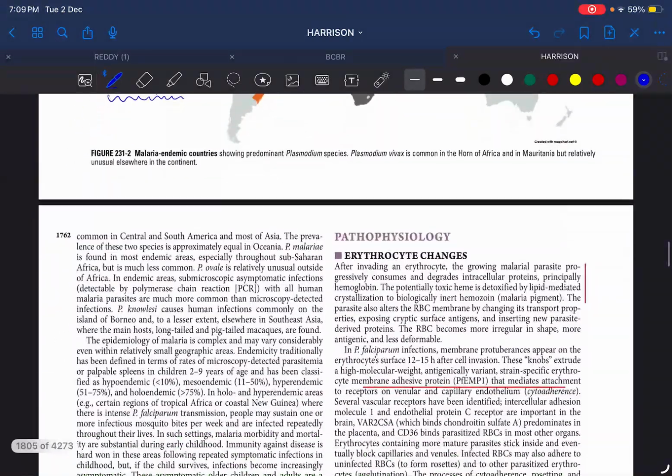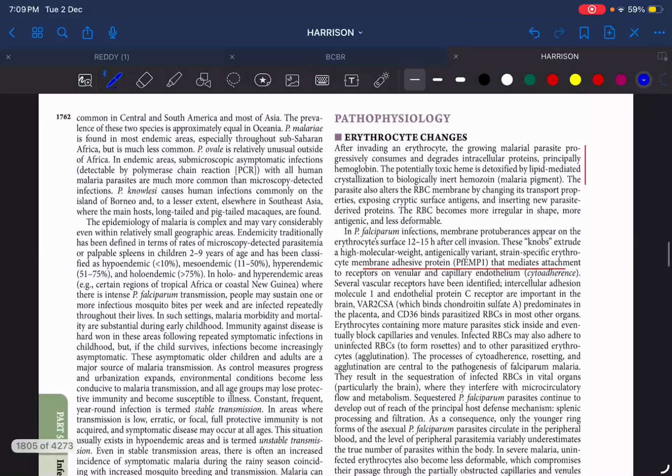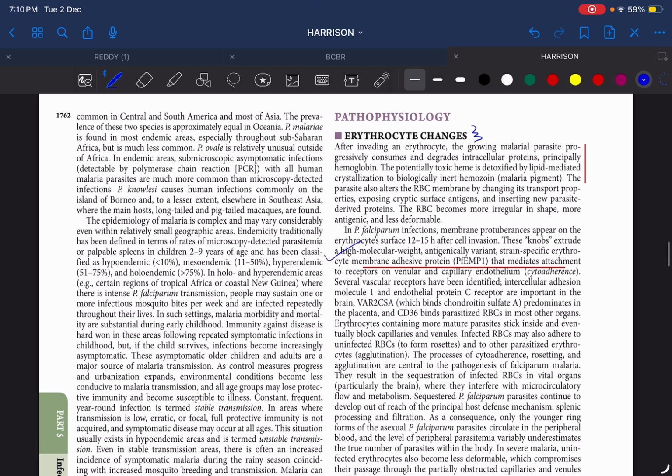Once that is done, let us discuss the pathophysiology in a bit more detail. Number one, the erythrocytic changes. I told you that using certain receptors, for Plasmodium falciparum only, an erythrocyte membrane adhesive protein helps the attachment to receptors on venule and capillary endothelium, and this phenomenon is called cytoadherence. There are various other receptors that cause agglutination or clumping of the RBCs.